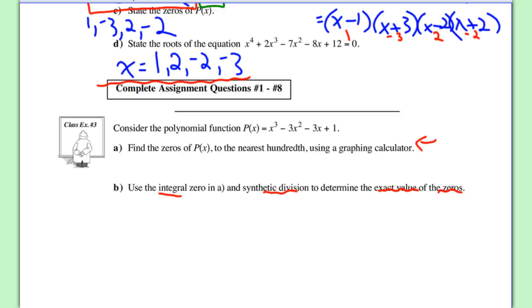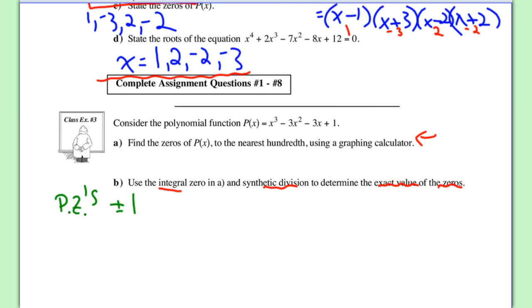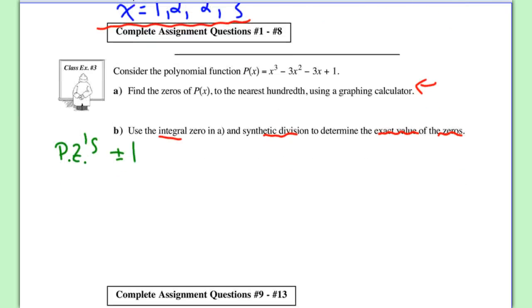So let's just do our strategy. How would I do this algebraically? Well, I don't have many possible zeros, so I'm just going to write, and this would be the work that you have to support your algebra with. What are my possible zeros? I'll write PZs, and they're simply plus or minus 1. I only have 2 options. So now I'll simply check one of those.